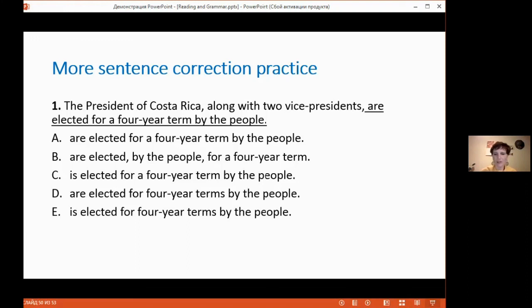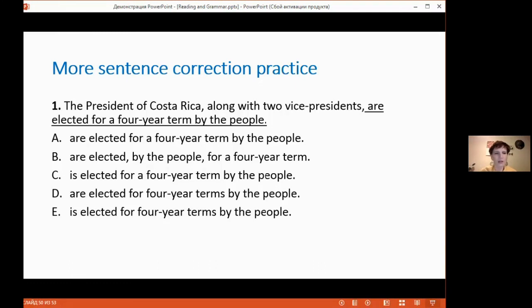All right, but we also have is in E. Right, of course. So the subject of this sentence is the president of Costa Rica. The information about 2 vice presidents is in commas. It is extra. It's not the subject. That's why the subject and verb agreement. 4 year indicates the duration for 1 term. Yes, you're right.